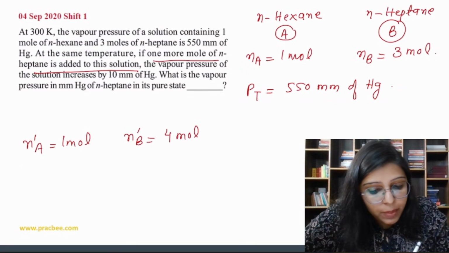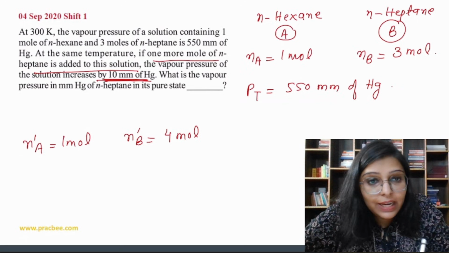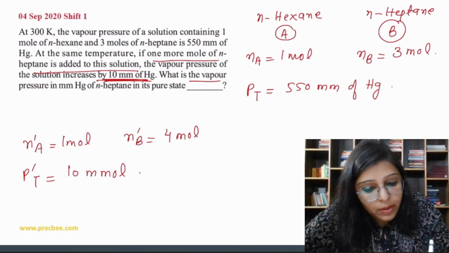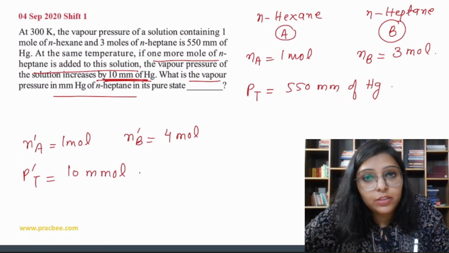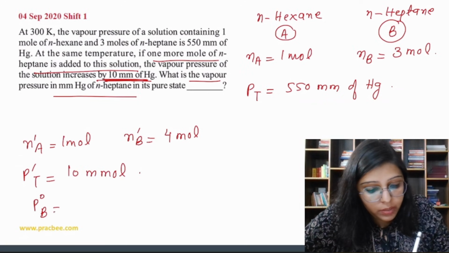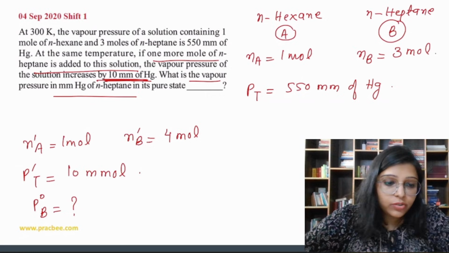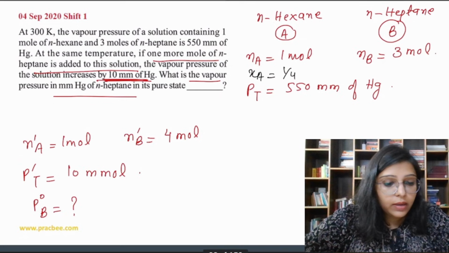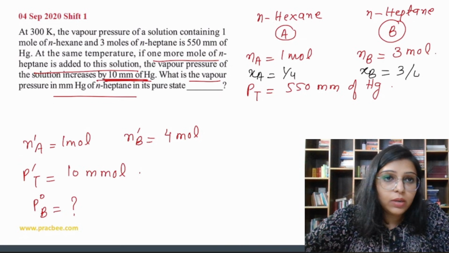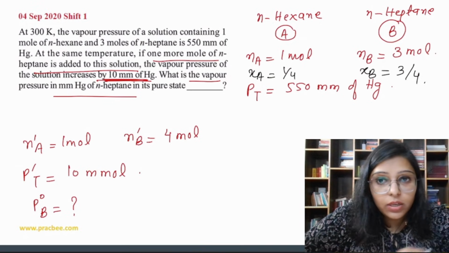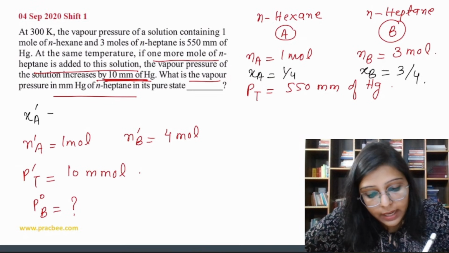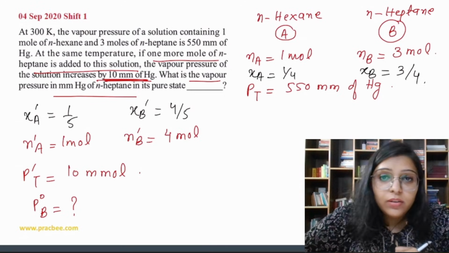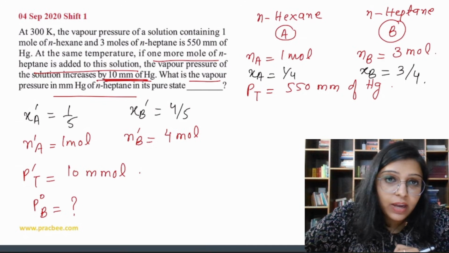Okay. The vapor pressure of the solution increases by 10 mm of Hg, that is, P dash T is equal to 10 mm of Hg. What is the vapor pressure of n-heptane in its pure state? It means we have to find P naught B. Again, we have to make two equations, right? Here XA is equal to 1 by 4 and XB is equal to 3 by 4, number of moles of B divided by total moles. If you find this, XA dash is equal to 1 by 5 and XB dash is equal to 4 by 5. We have to form two equations.